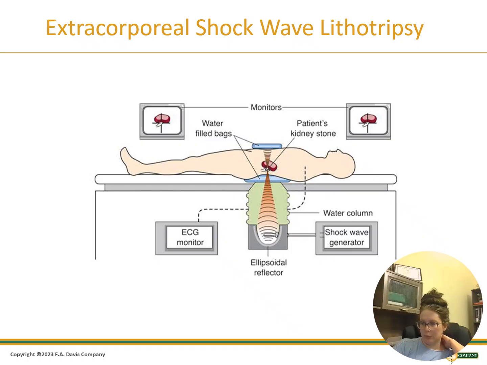For this procedure, you want to make sure you have your patient on some monitoring. You want to have their heart monitor on, because this can sometimes trigger arrhythmias. Another thing is you may need sedation or analgesia during this procedure. Depending on the stone type, it can be pretty painful. Post-procedure, we want to monitor for hematuria, flank pain, and stone fragments in the passage.